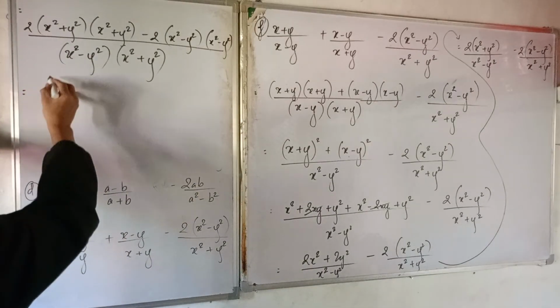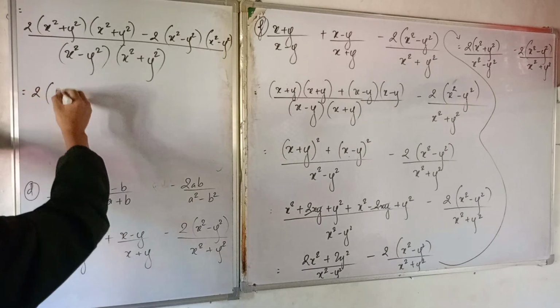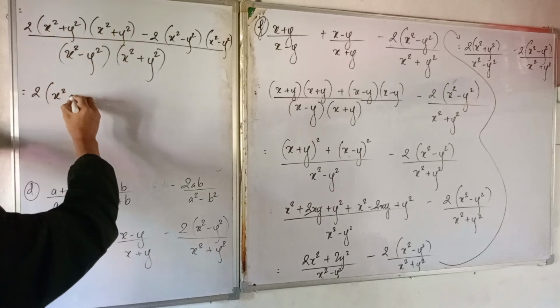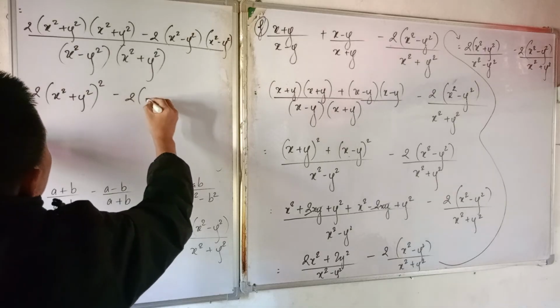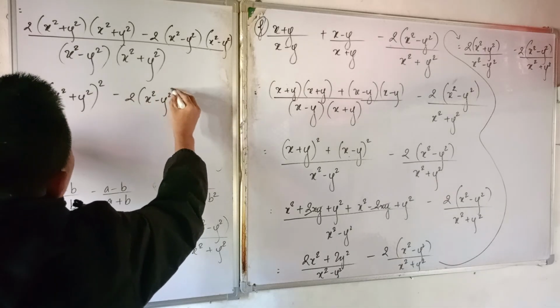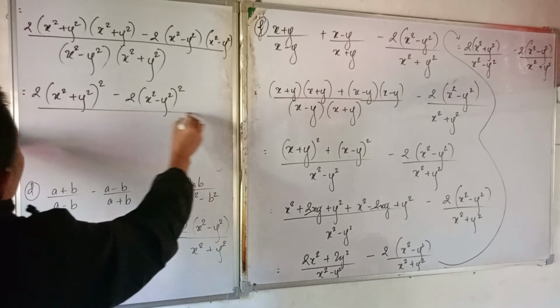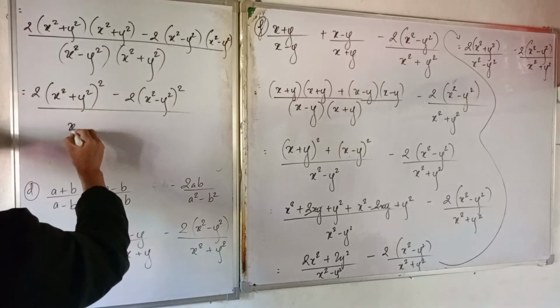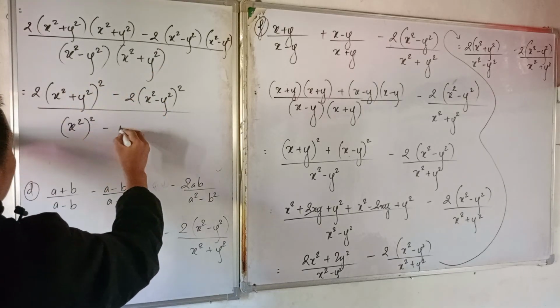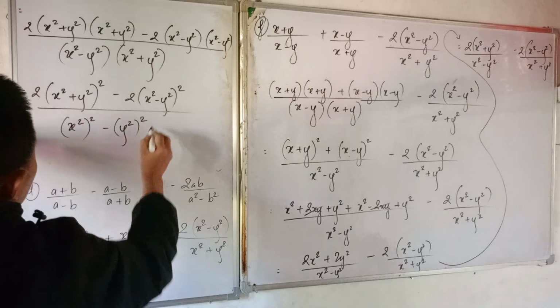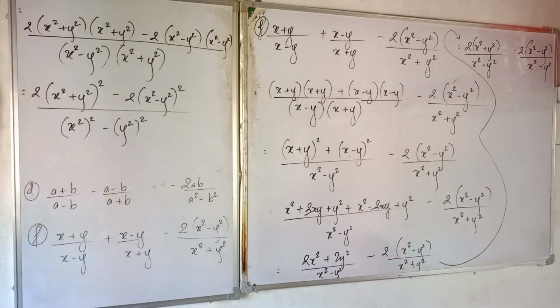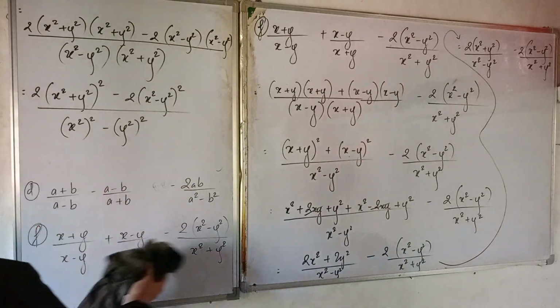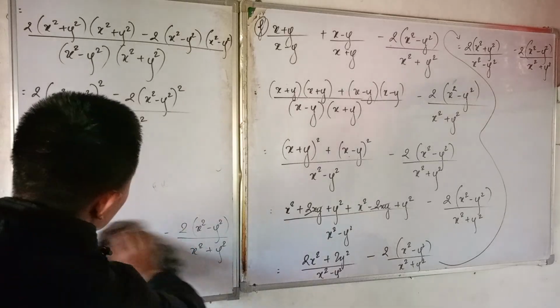Now we can further simplify. This can be written as 2 times x square plus y square whole square, and here x square minus y square whole square divided by, this can be written as x square whole square minus y square whole square. So I think this will be the last question for today's video, and you will not be needing these questions, so I'm going to rub it.